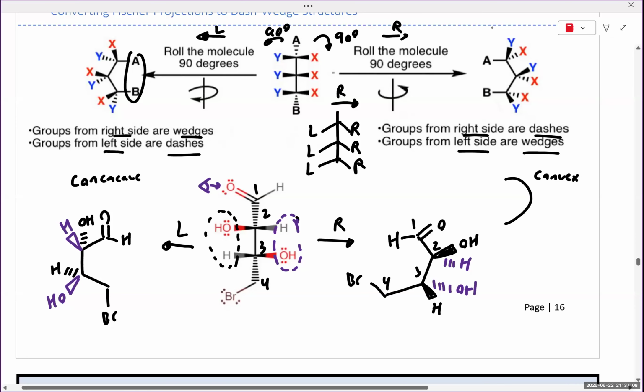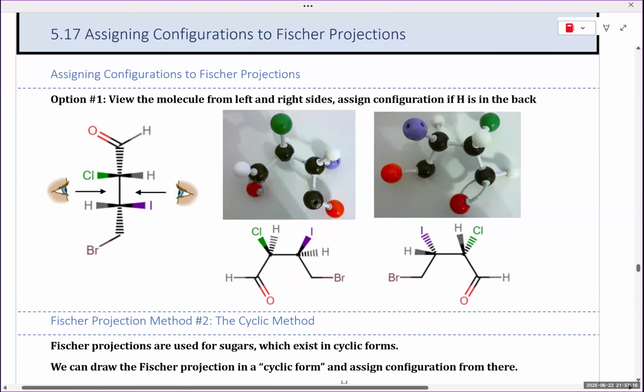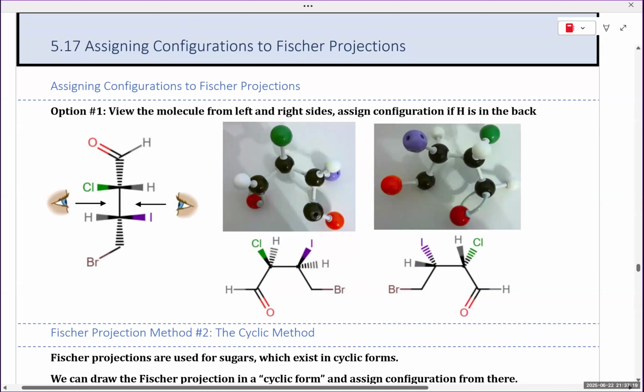Let's talk a little bit more about why this works and how it is useful. Well, when assigning configurations to Fischer projections, there are two options. The first option is to view the molecule from the left and right sides and assign the configuration if the hydrogen is in the back. Oftentimes, one view will not necessarily place the hydrogen in the back in every single case. So you're going to have to get a little bit creative, and you may have to look at your molecule from both the left and right hand perspective.